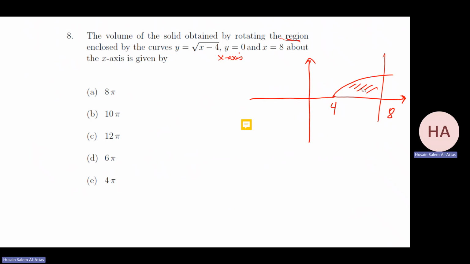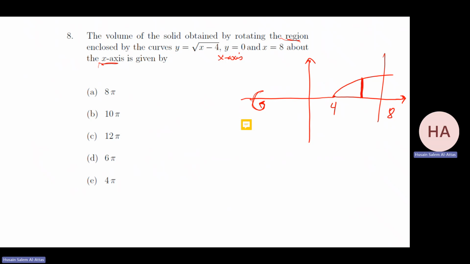And I will take my strip. Oh no, what about the rotation? Yeah, it's the rotation about the x-axis. So take the strip perpendicular to the axis of rotation, which is this one. Okay, so now I have what?